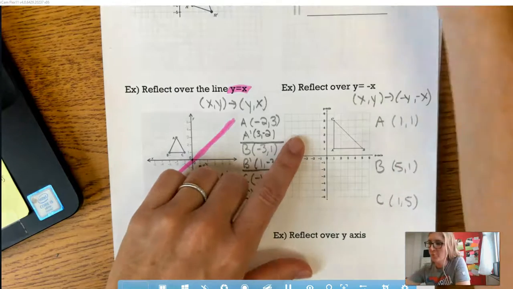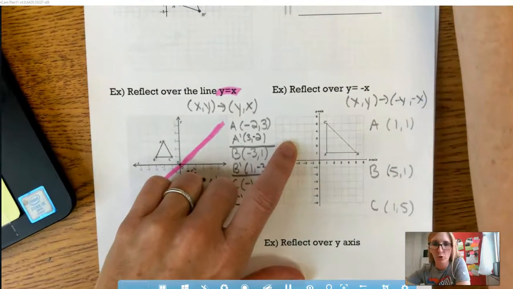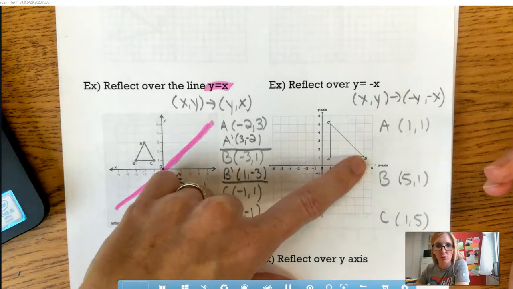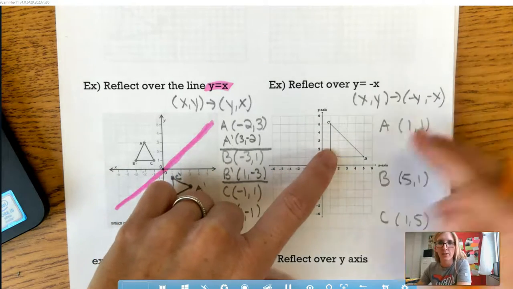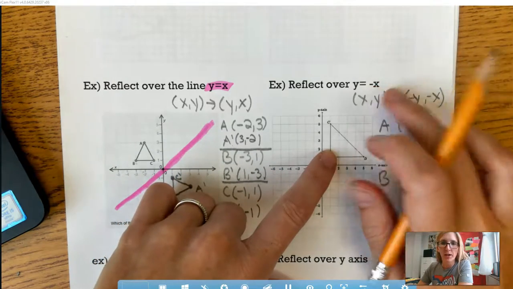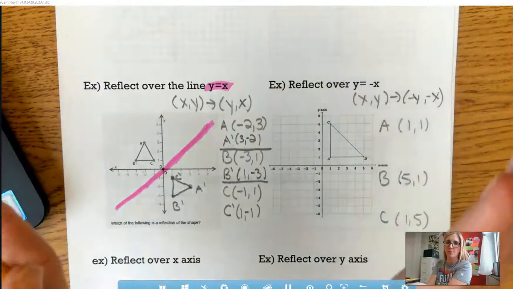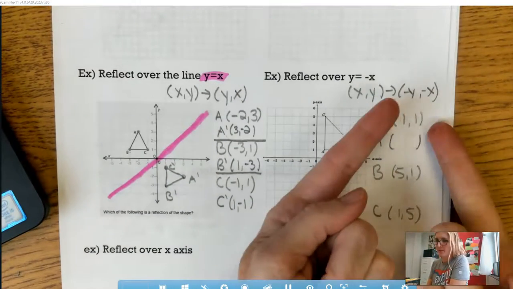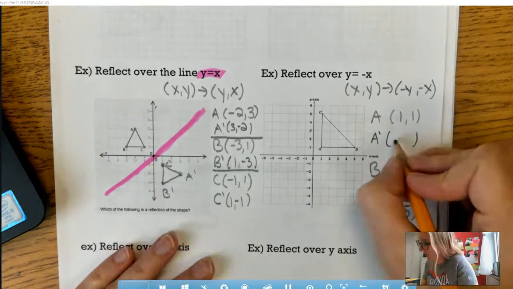I wrote my pre-image points out. So all I did was use the coordinate plane and the points on them. So A is 1, 1, B is 5, 1, and C is 1, 5. All right, so to reflect over the line y equals negative x, I flip them and I change their sign. So A prime is going to be, let's flip them and change both their signs.